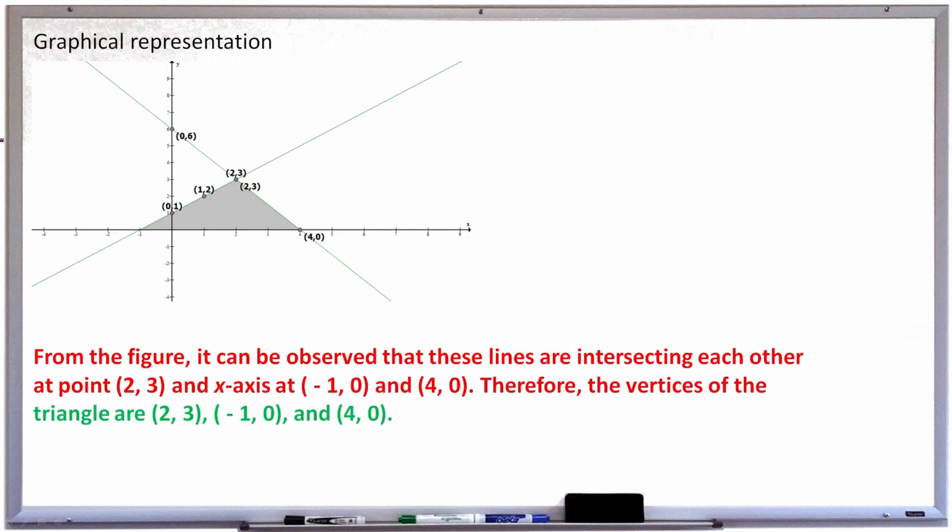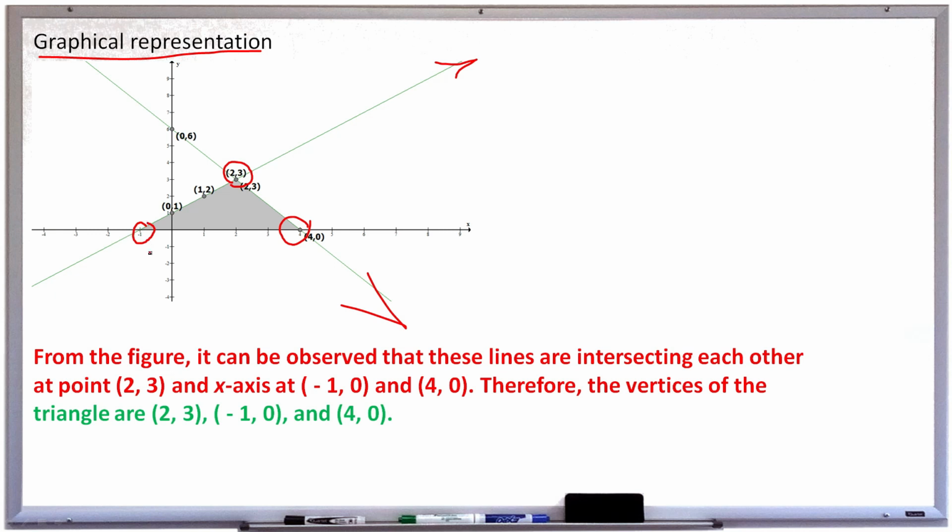Now graphically we are going to represent the given two equations, plotting the points on the graph. Now you can see these two lines are intersecting at one point. One line, this is another line, they intersect at 2, 3. These two lines are intersecting at this point. Now on the x-axis, one point we are getting here, 4, 0.